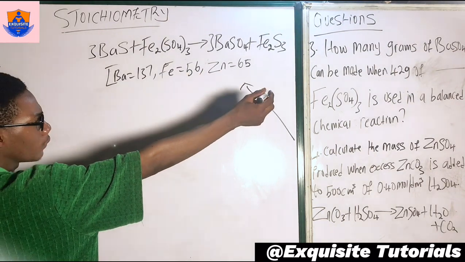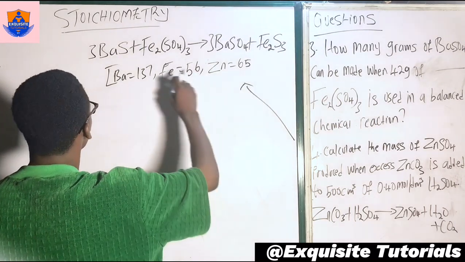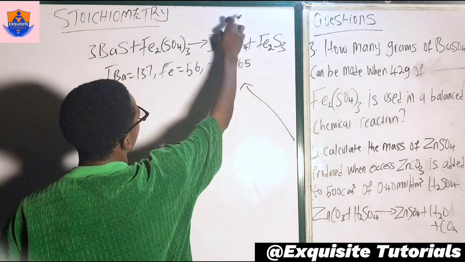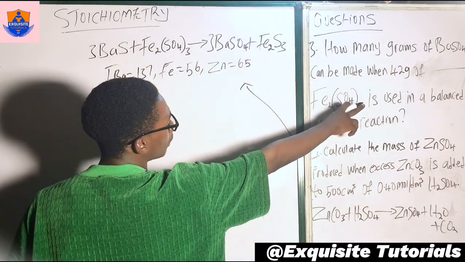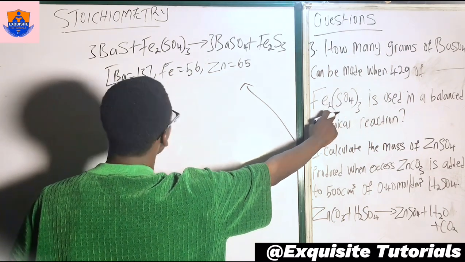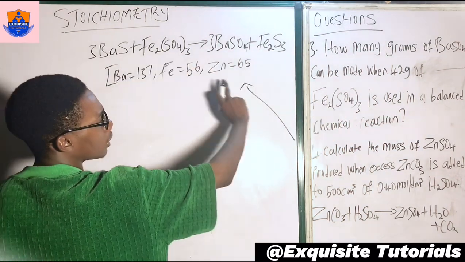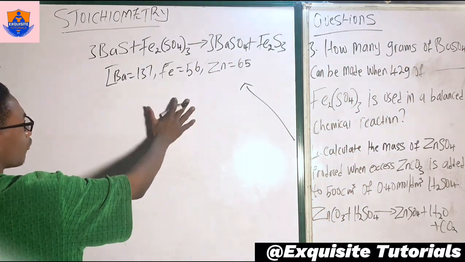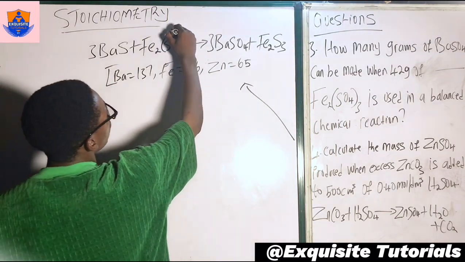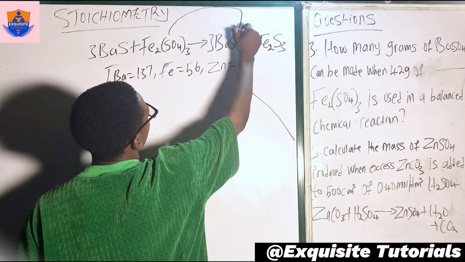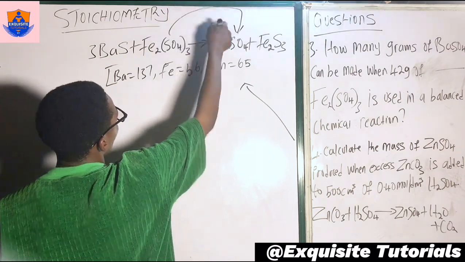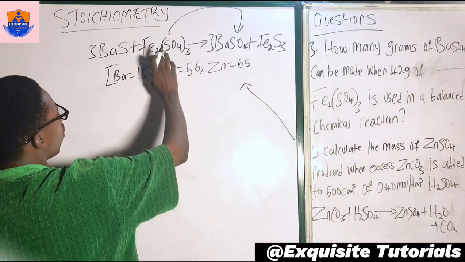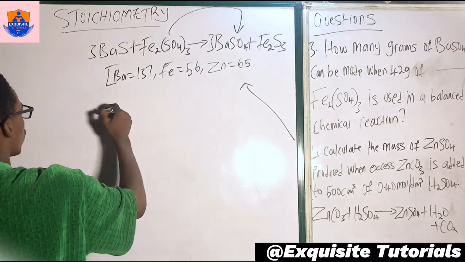Okay, so now let's check how many grams of barium sulfate can be made when 42 grams of this is used in a balanced chemical reaction. So we are comparing this to this, that's what they have in the question, so let's bring them out.